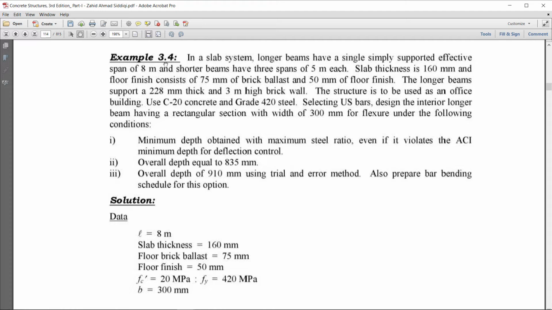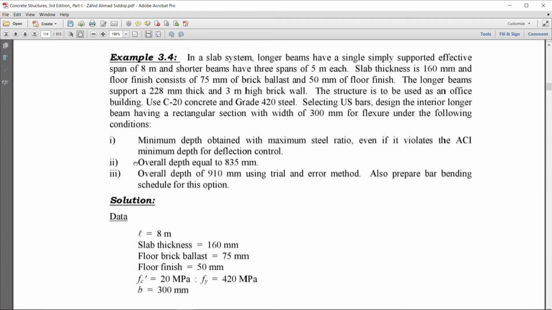Example 3.4, this is the same example I have discussed in the slides, in a slab system. The effective long dimension of the beam is 8 meter, short dimension of the beam is 5 meter, and slab thickness, brick ballast, everything is the same. The first option is design with minimum depth obtained with the maximum steel ratio, even if it violates the ACI minimum depth for deflection control. We have to design the beam against maximum steel ratio.